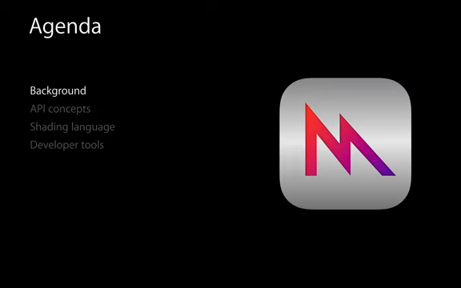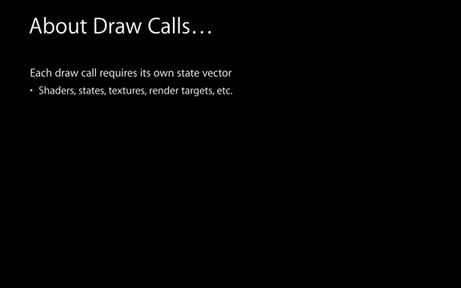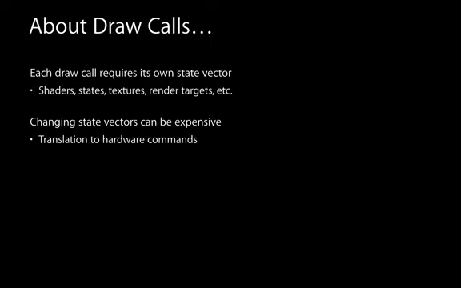Now, you also heard in the keynote that Metal provides up to 10x the number of draw calls for your application. Now, what does that really mean? Well, it's important to think about draw calls in this way. Each draw call requires its own graphics state vector. So when you're specifying that you would like to draw something with the GPU, you also need to tell the GPU which shaders, which states, how you want to configure the textures and the rendering destinations. This is very important in order to get the effect you're looking for from the GPU.